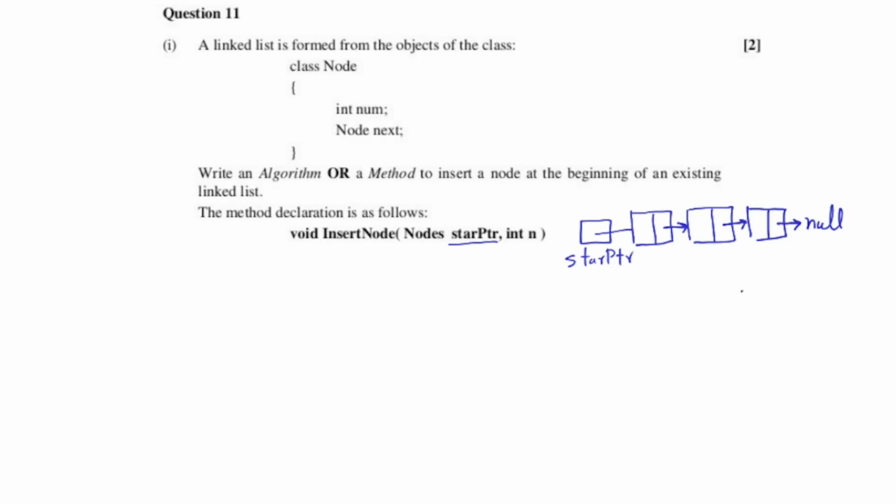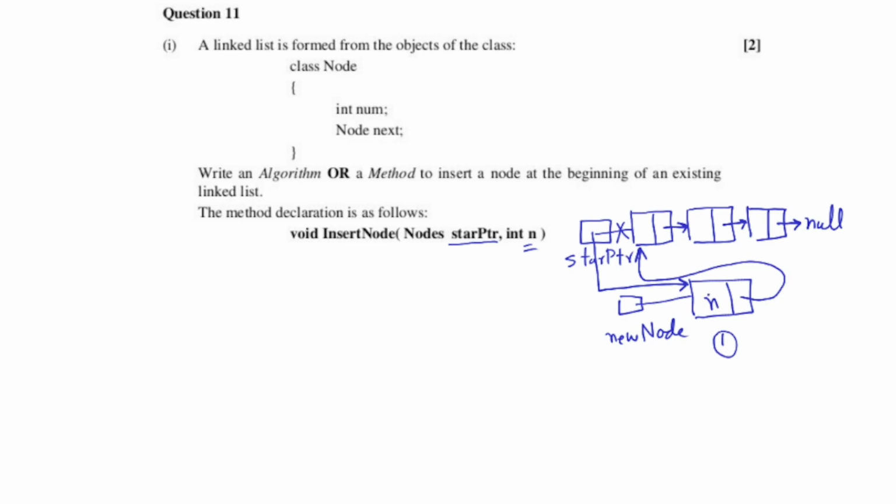Now what we have to do is we have to create a new node. Let's say the reference variable is new node, and this will be pointing to a new node. We'll first store the data, that is n over here. Then we'll make the next of the newly created node point to the current first node. And finally, the last step will be we'll break this link and the start will point to the newly created node. So the first step is create a node. Second step is store the data. The third step is change the next pointer. And the fourth step is change the start pointer.